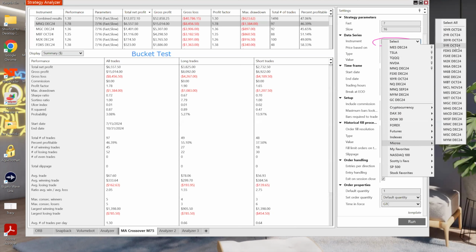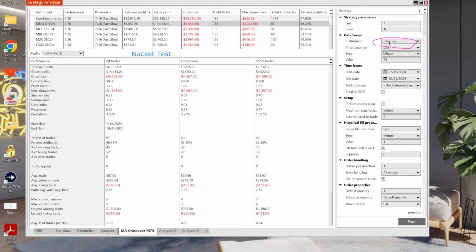So you have some treasuries in here. You have some currencies mixed in here. You have crude oil. You have gold. MGC's gold. You have MNQ, MYM, right? You have a lot of different asset classes all mixed in here. And I basically choose select all. And that's where it'll show micros. And that's where we loop through 22 different backtests all at once. Not one at a time, but all at once.